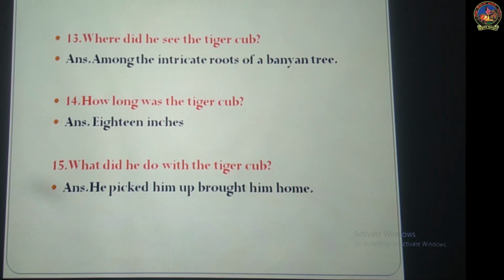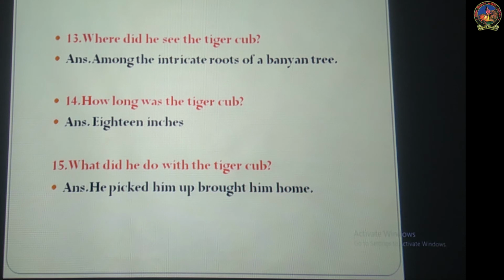Next question. Where did he see the tiger cub? Among the intricate roots of a banyan tree. Intricate, as I have told you, means very complicated. A crisscross of roots. Among the intricate roots of a banyan tree, grandfather saw a tiger cub hiding.